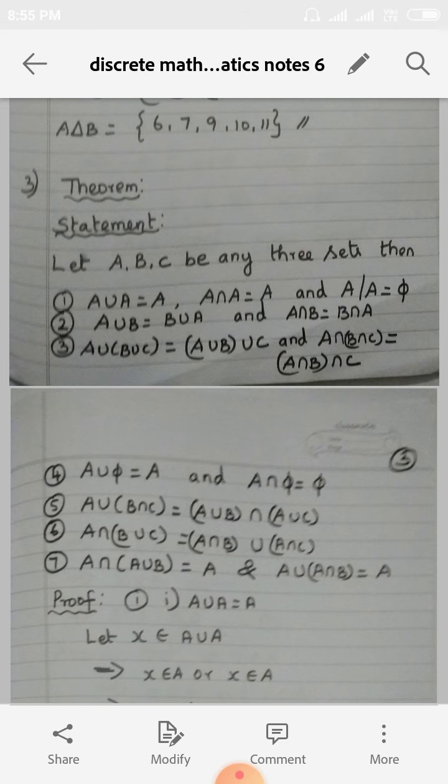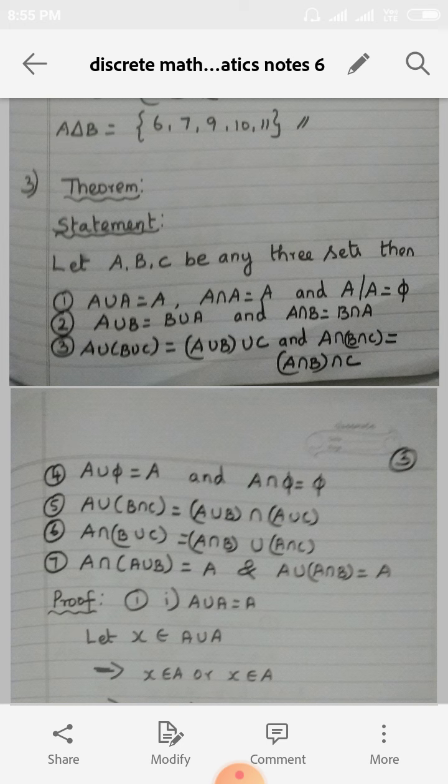Consider A, B, C to be 3 sets. Then you have to prove the following cases. The first one, you have to prove that A union A is equal to A intersection A is equal to A, and A difference A is equal to φ. That's the first one. In the first one, you have to prove the 3 cases.